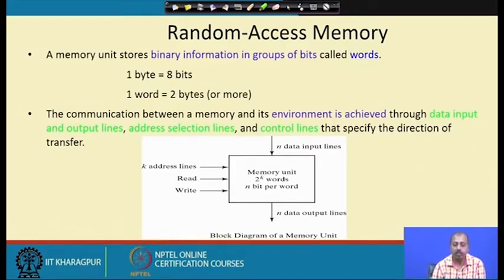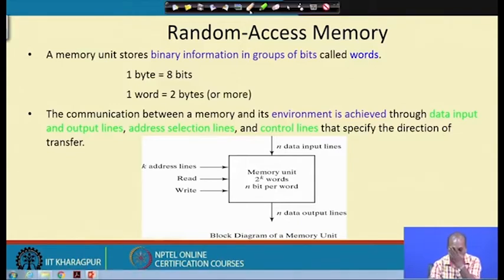A memory unit stores binary information in groups of bits called words. As we know, in case of a register, if I say that it is a 4-bit register, then we know that these 4 bits may be contained in 4 flip-flops. The same concept we have in this random access memory.